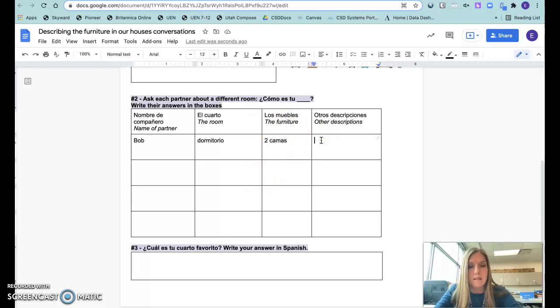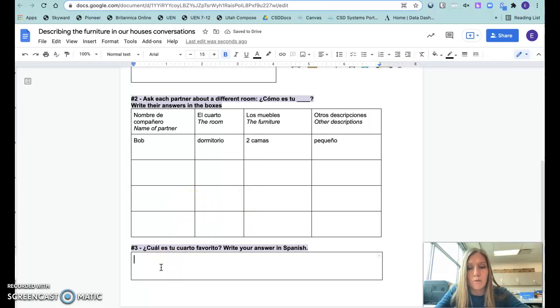He might say some other things about it. Mi dormitorio es pequeño. Small bedroom he has to share with his brother. Poor Bob. Okay, so you're going to do that. You're going to write all the things. There should be a decent list of the furniture and the different things. Okay?